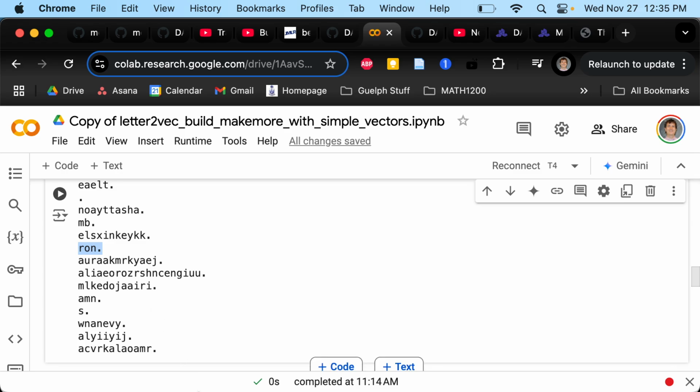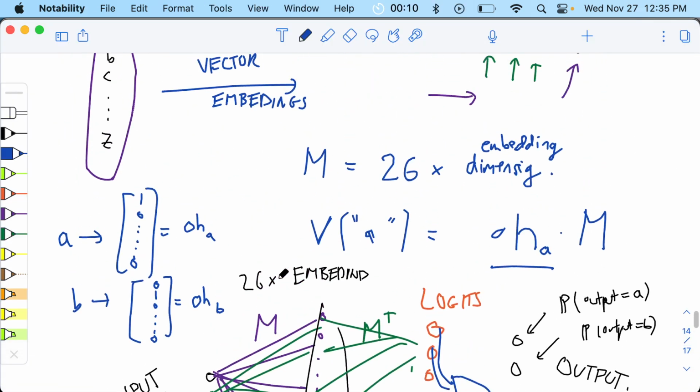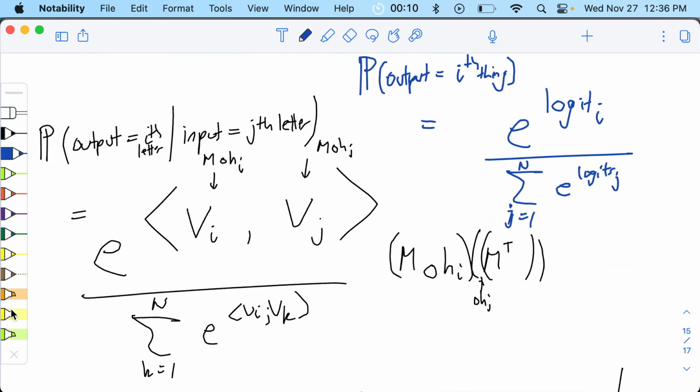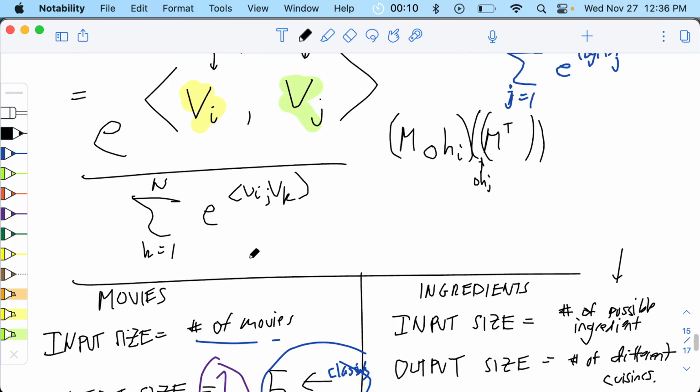And the very simple thing is, right now, I'm using the same vector v for both the input and the output. So in other words, the input is some letter, and the output is some other letter, and I'm using the same vectors v for the input and the output. And in particular, this basically means that the probability that the output is i when the input is j is essentially related to the reverse: input equals i, given output equals j. They're both related.